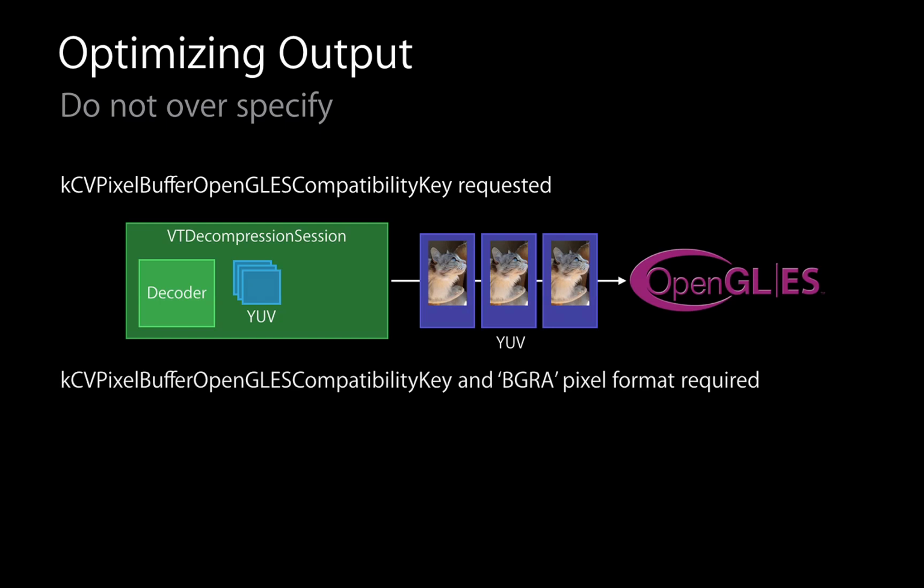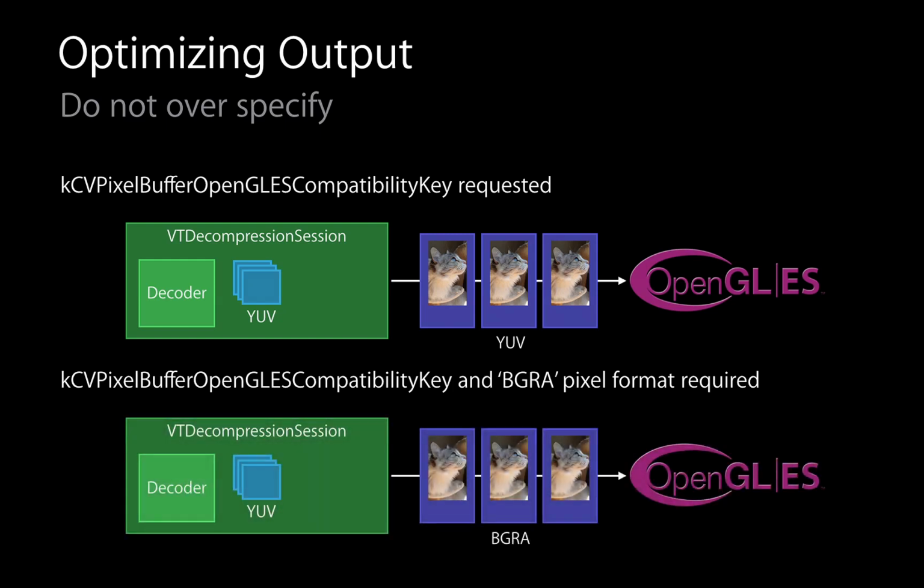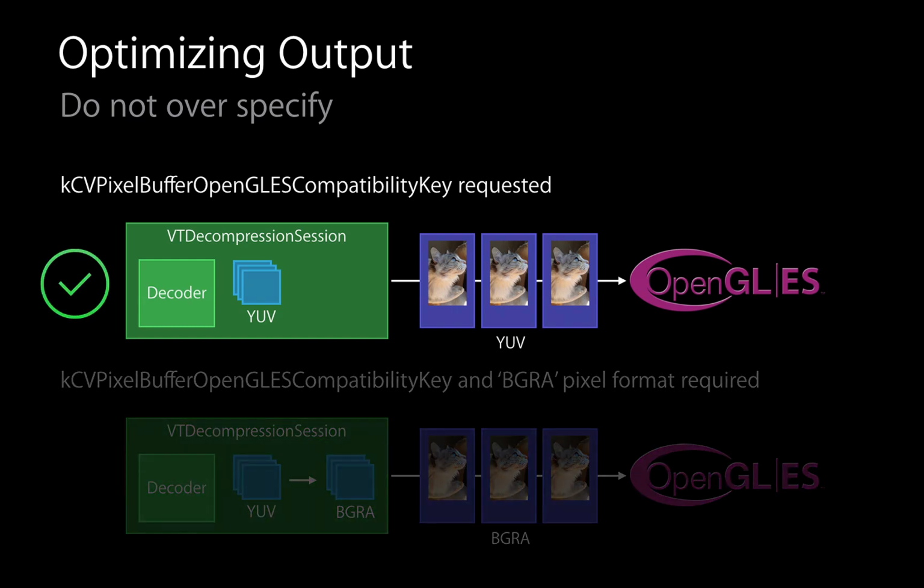But let's say you were possessed to add a BGRA request to your pixel buffer attributes. Just like before, the decoder inside of our VT decompression session will decode to a YUV format, and we'll ask whether this CV pixel buffer is compatible with the requested output requirements. And it is OpenGLES compatible, but it's certainly not BGRA. So it will need to do an extra buffer copy to convert that YUV data to BGRA data. So extra buffer copies are bad. They decrease efficiency, and they can lead to decreased battery life. So the moral of the story here is don't overspecify.